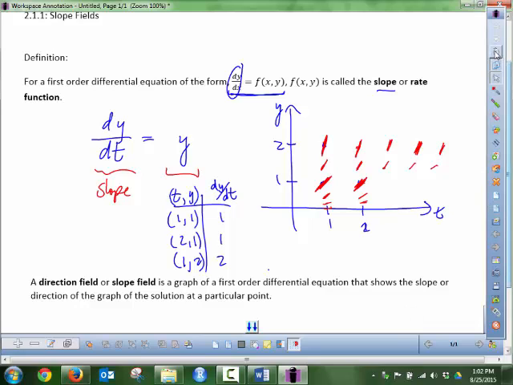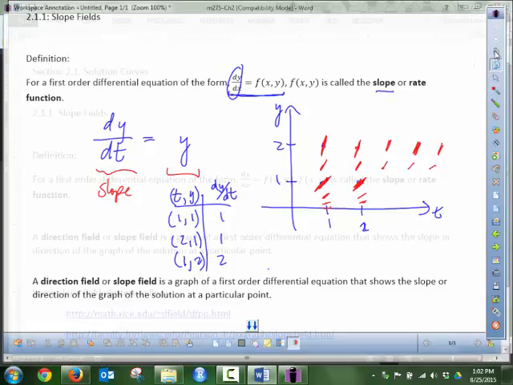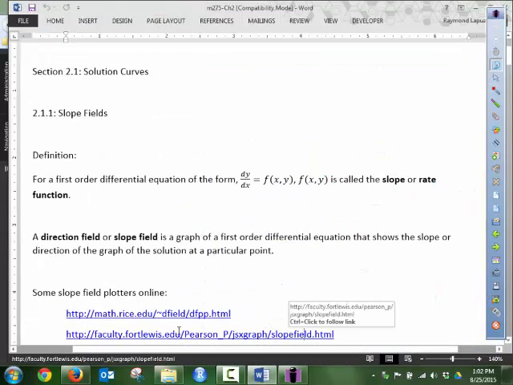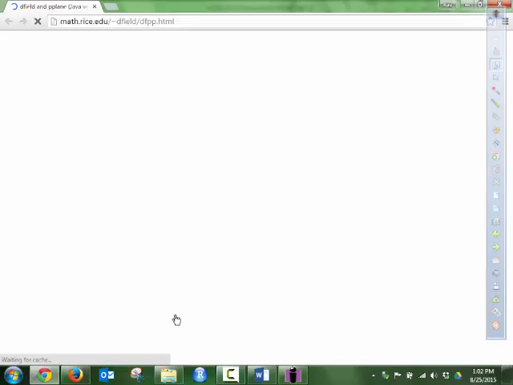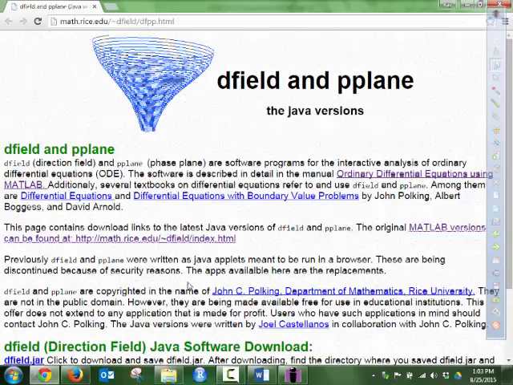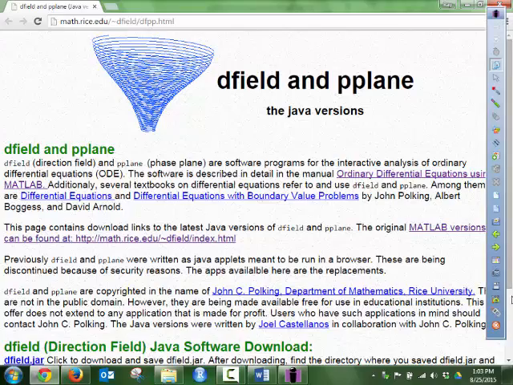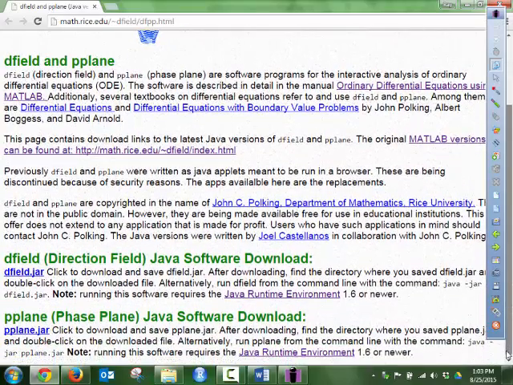I'm more interested in actually generating this, not by hand, but by computer. I think this is the one that didn't work. Let's see. You can just Google slope fields or something, and then you can choose a program that would be good for you or that you think would be good. This one I was able to download as a Java thing.